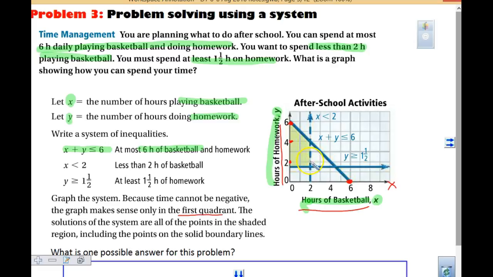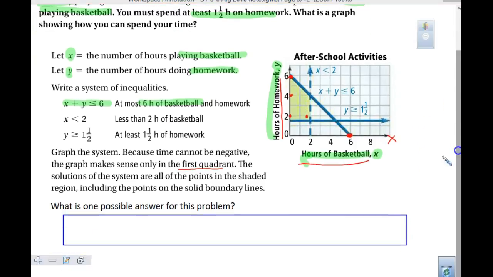I could have up to 2 hours. I can't have 2, right? But I could have 1.75, right? Or like an hour and 55 minutes, right? And I could have 2 hours of homework, right? So when we look at this, the solutions of the system are all points in the shaded region, including the solid line. So we could have it on the line.